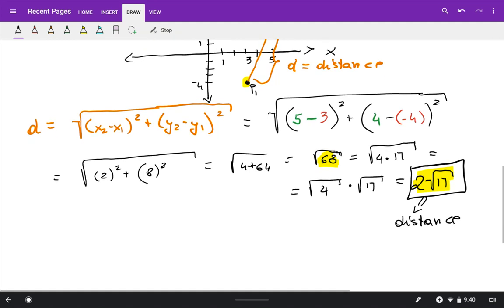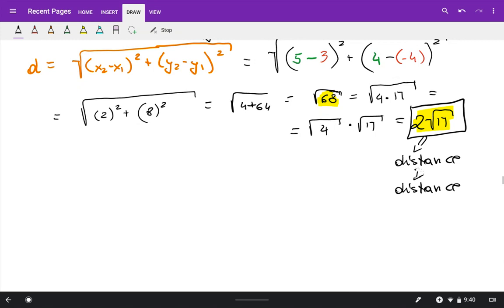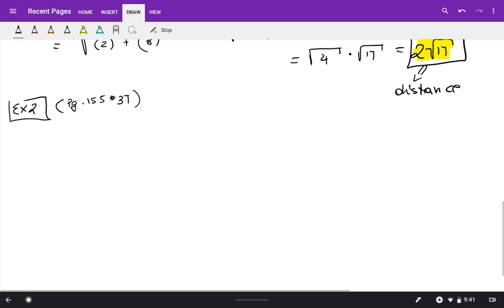Now the next problem, which I want to do, example 2. In this example 2, I took it from your textbook. This is from our textbook on page 155, number 37. If you want to just read it or solve more problems like this.